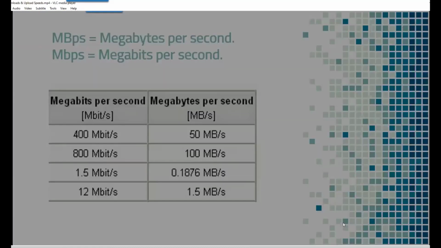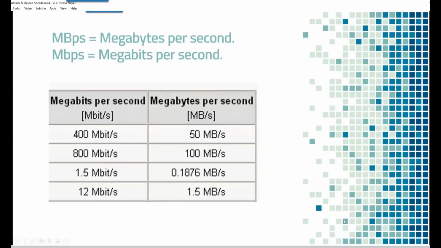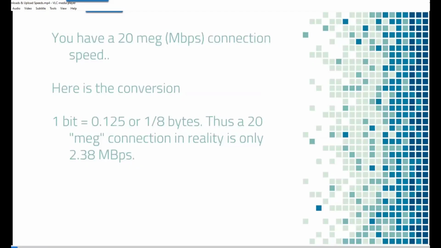Measuring bandwidth. Bandwidth is measured by megabits and megabytes. And there's 8 bits to a byte. So you need to make sure that if you're measuring it and you're looking at what the bandwidth is, if it's a capital B, it's megabytes. If it's a small b, it's megabits. And you'll see the chart. It compares them. It's just 8 times or divided by 8, depending on which way you're going. You have a 20 megabyte or 20 meg or megabits connection speed.